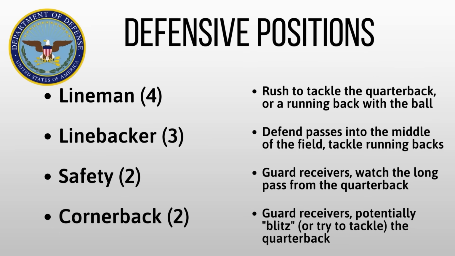Let's jump into some defensive positions as well. The defense will typically have 4 linemen whose job is to rush to tackle the quarterback or the running back with the football. The defense will also have a few linebackers whose job is to survey the middle of the field and make any tackles as necessary. You'll also see a couple of safeties watching the receivers and making sure that no long passes are made to them by the quarterback. Last but not least, you typically also have a couple of cornerbacks who oftentimes either guard receivers or blitz the quarterback, aka sprint at him and try to tackle him as quickly as possible.